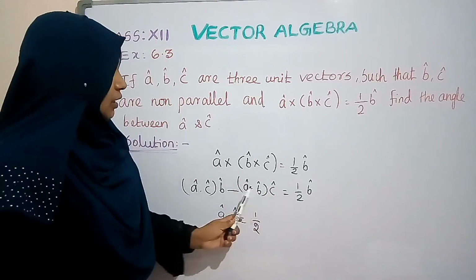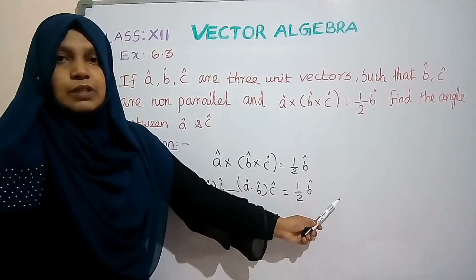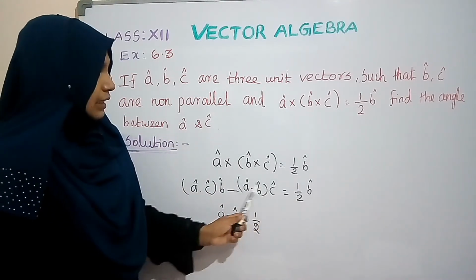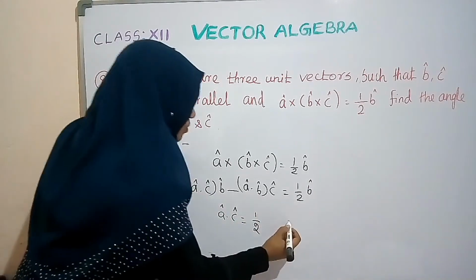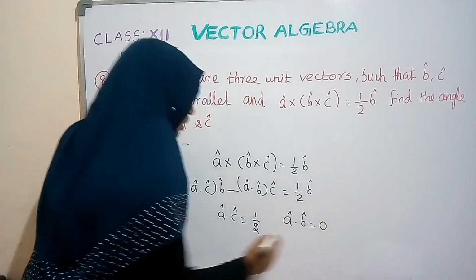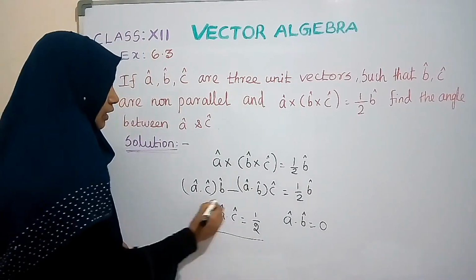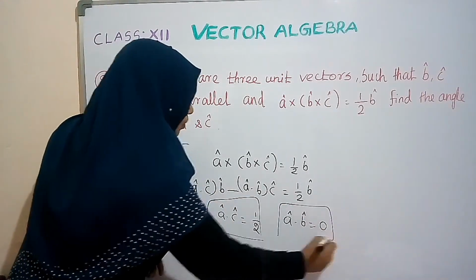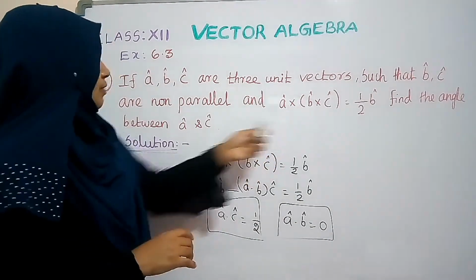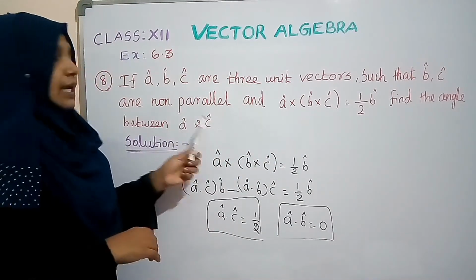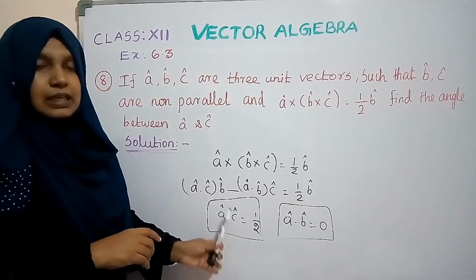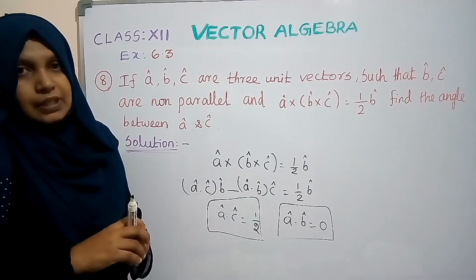And here the second term is not available on the right side. So we can write this term is 0. That is C cap coefficient is 0. So it is nothing but A cap dot B cap is equal to 0. And A cap dot C cap is equal to 1 by 2. And what is our question? The question is find the angle between A cap and C cap. So from this dot product of A cap and C cap, we can find the angle between them.